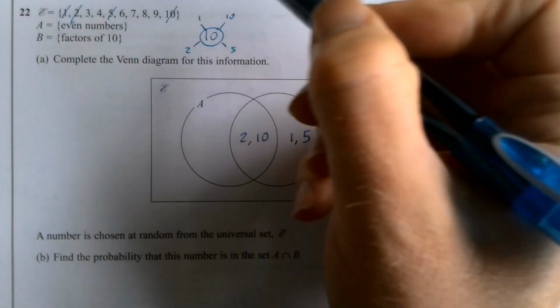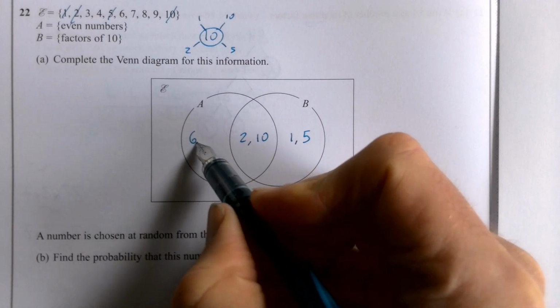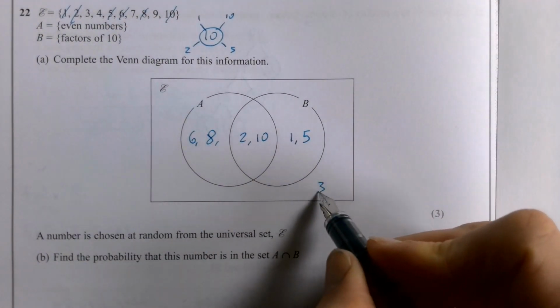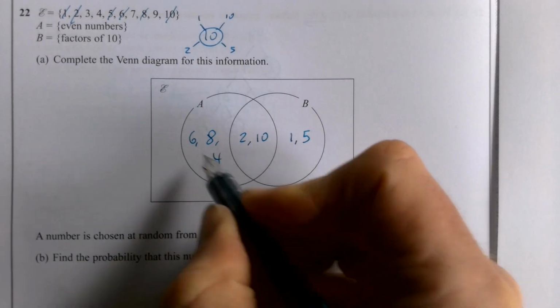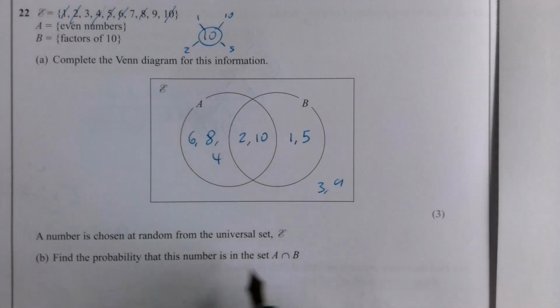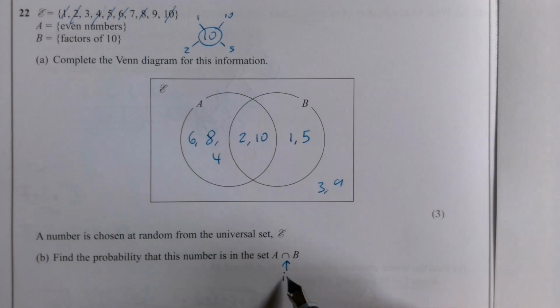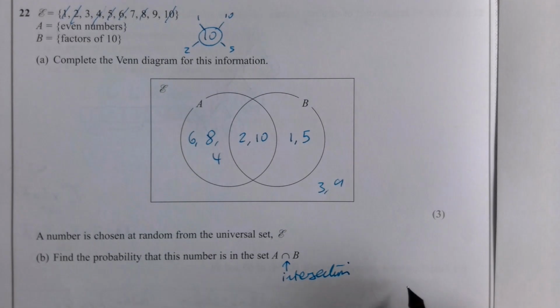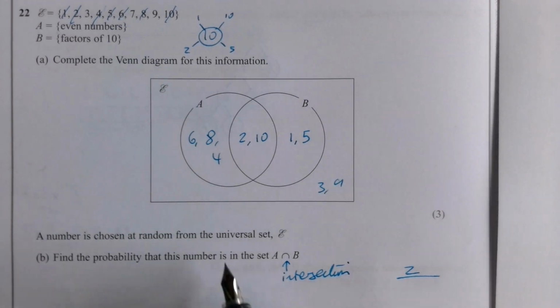out. So we've got a 6 here, and an 8, and a 3, and a 9, and there's another 4. And we then need the probability that it's in the set A. That means intersection. So the bit between A and B is 2 and 10. So there are 2 of those numbers out of all the 10 numbers that you've got there. So 2 over 10 or 1/5 would be fine.